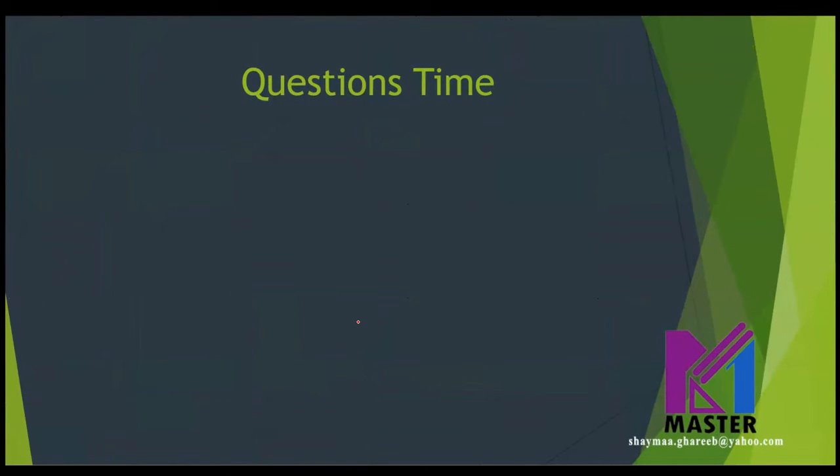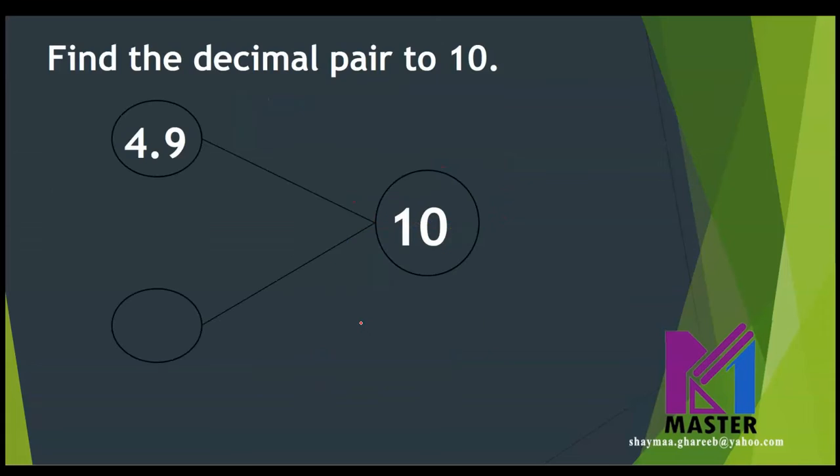Now let's solve some questions. Are you ready? Complete these decimal pairs to be 10. So I have 4.9 or 4 and 9 tenths. So do you remember? The tenths should add up to 10, which means this 9 needs 1. And this 4 should add up to 9, which means it needs number 5. Then the answer will be 5 and 1/10 or 5.1.